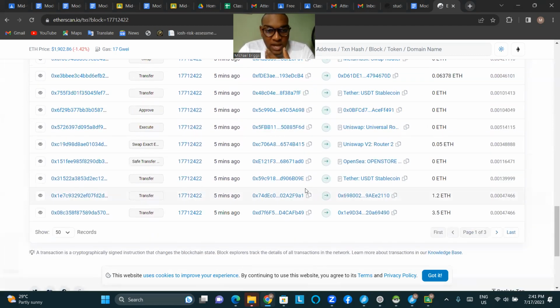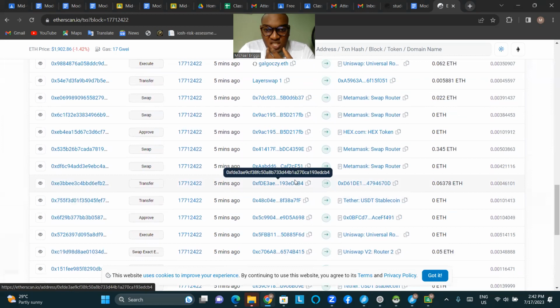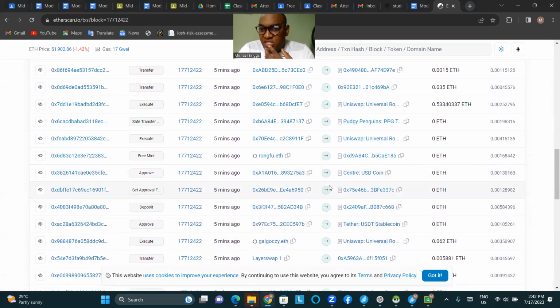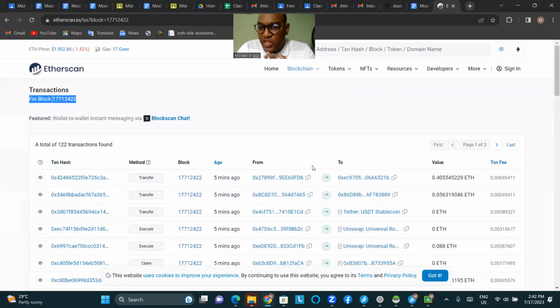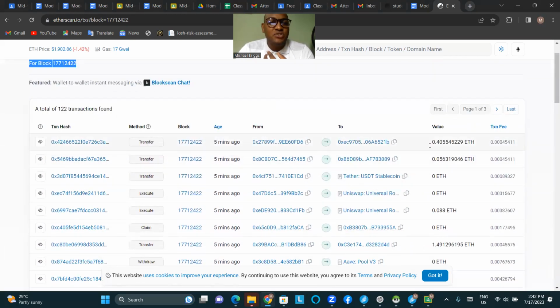Now, if we look at the transaction, I think we were supposed to see 0.405 ETH that was sent, okay? And this is exactly it. So 5 minutes ago, no other transaction has yet been added to this block. You see, this is the amount of the transaction. That's the latest transaction on this block. The moment a new transaction is added, it's going to be added to this block again. So we have 122 transactions already found on this block.